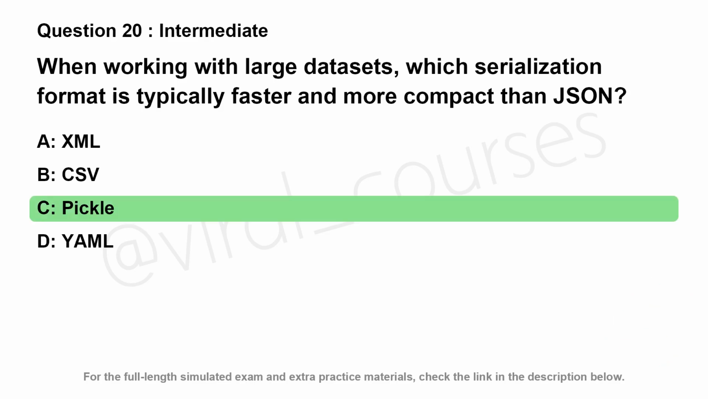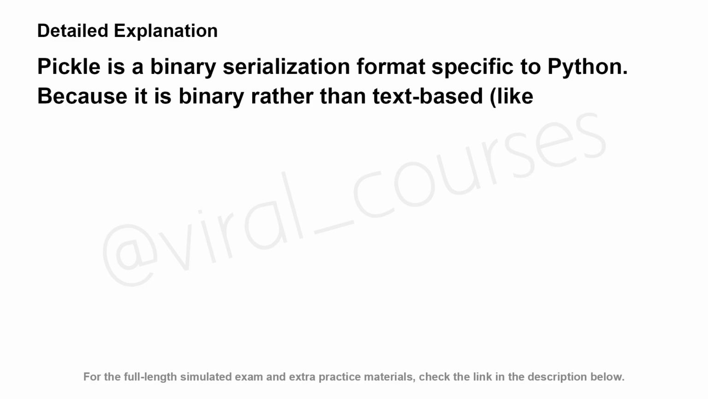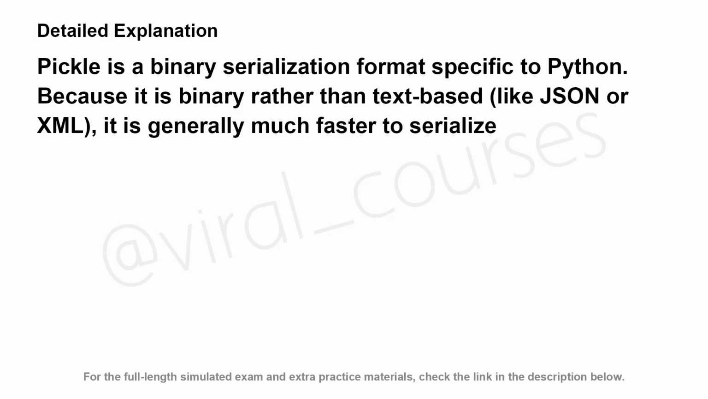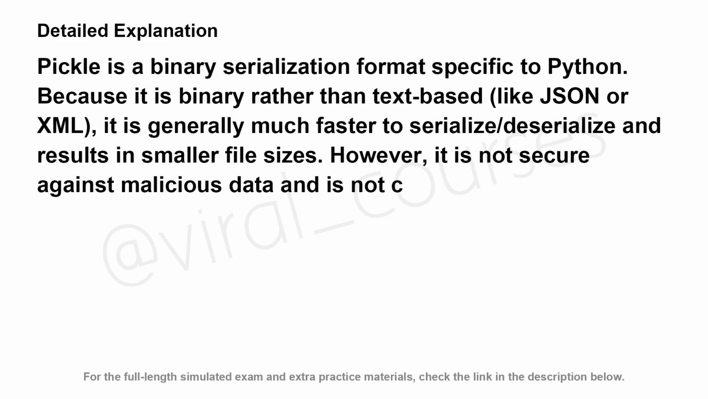The correct answer is C. Pickle is a binary serialization format specific to Python. Because it is binary rather than text-based, like JSON or XML, it is generally much faster to serialize and deserialize, and results in smaller file sizes. However, it is not secure against malicious data and is not cross-language compatible.